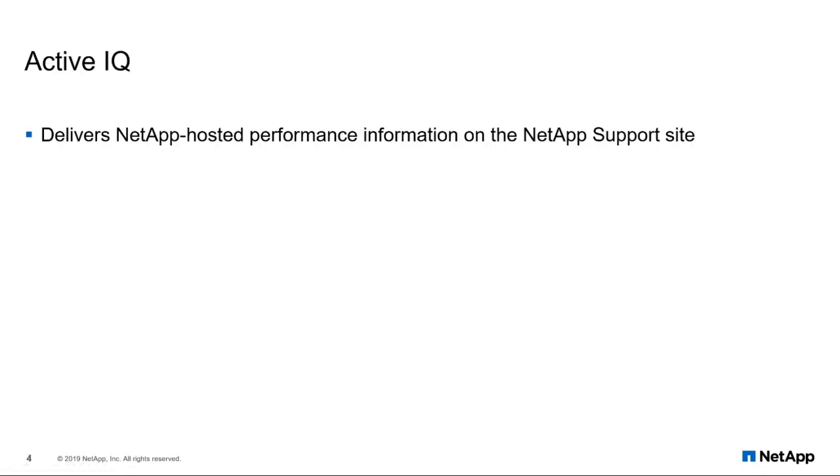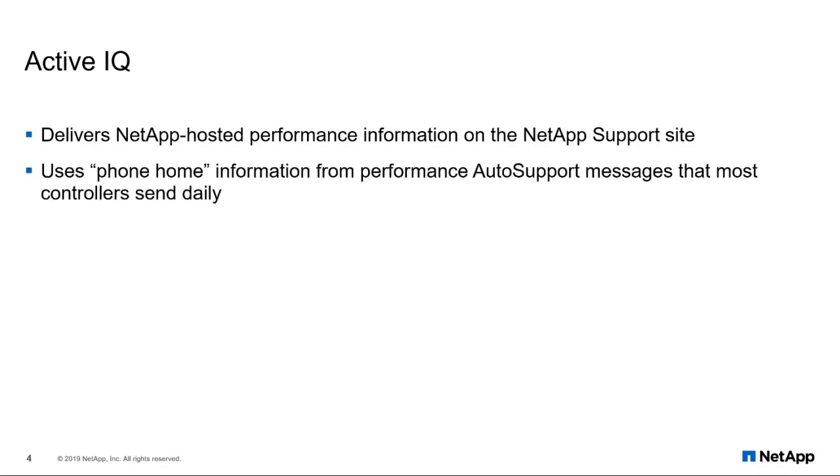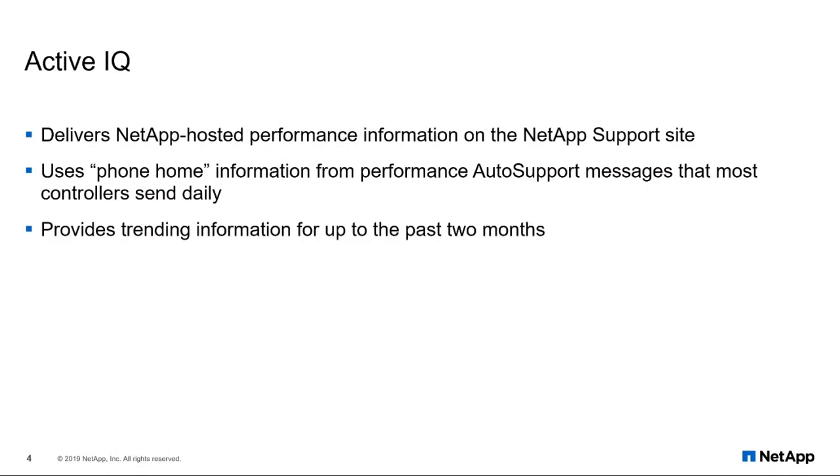ActiveIQ is high-level performance information that is hosted on the NetApp support site. Performance is only one of many things that ActiveIQ reports. ActiveIQ is the evolution of My Auto Support and provides a single pane of glass for many useful tools and metrics. ActiveIQ, or AIQ for short, uses phone home information from performance auto support messages that most controllers send daily. ActiveIQ provides high-level trending information for up to 2 months in the past.